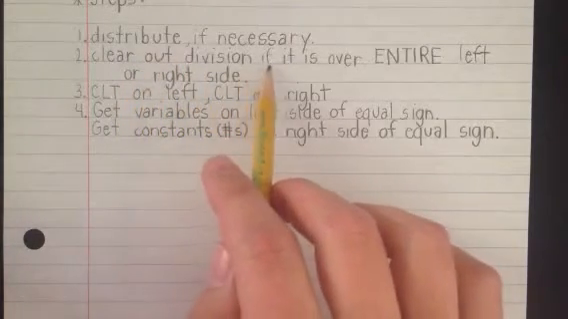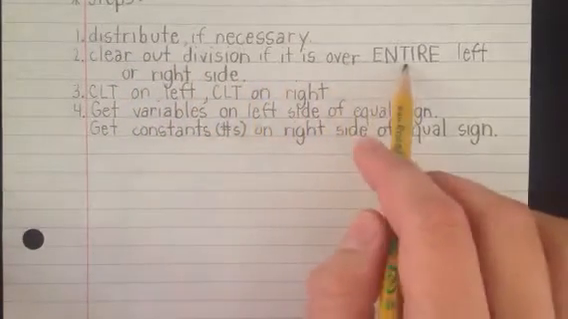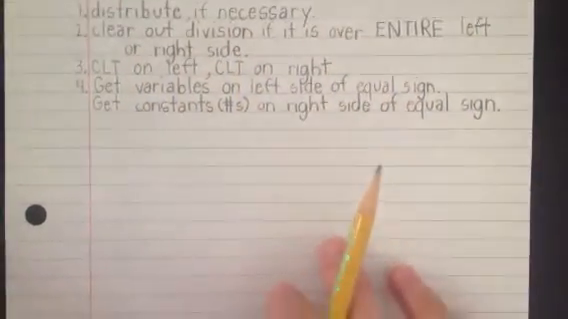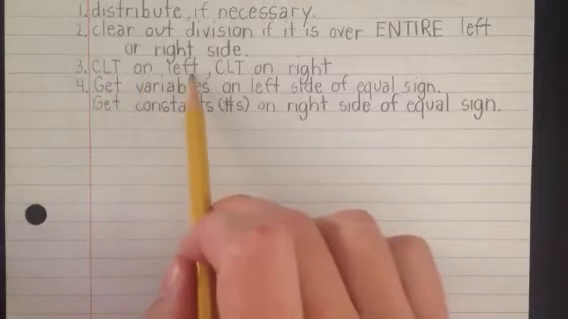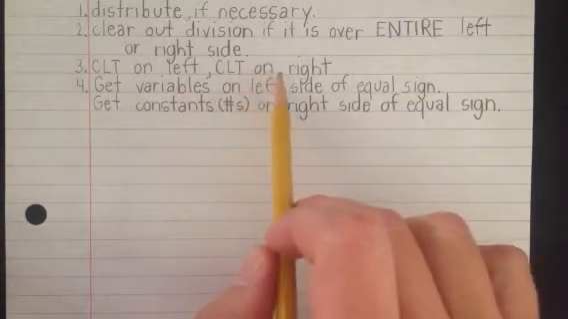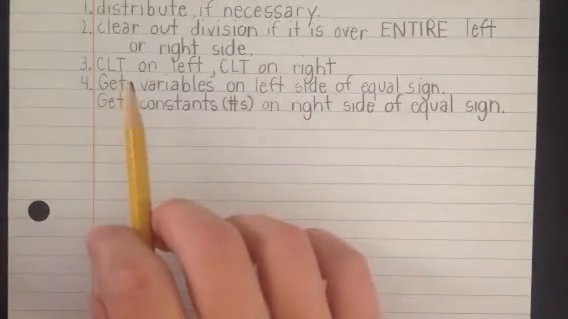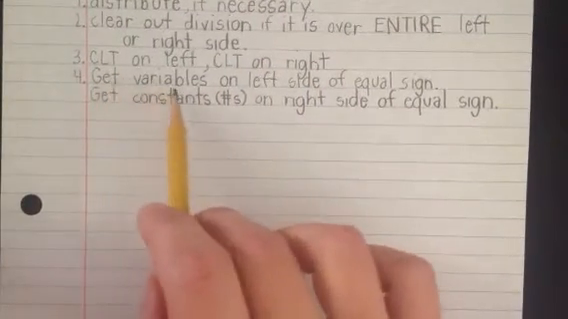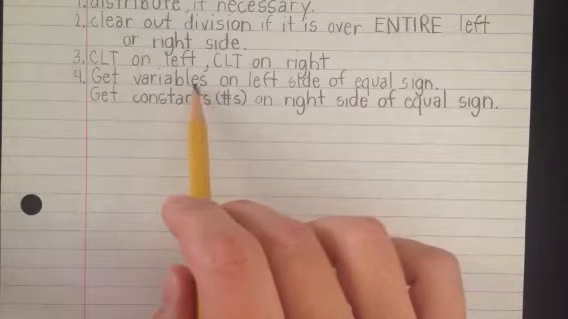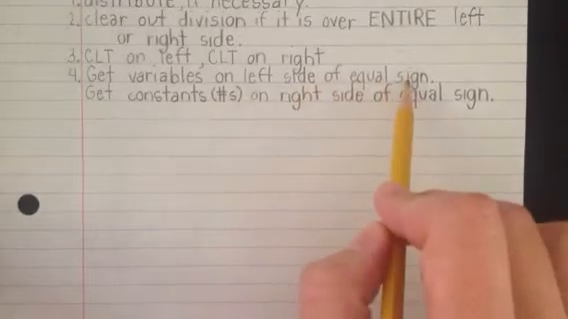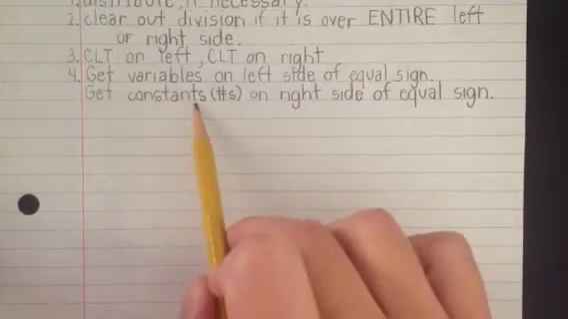Number 2, clear out division only if it's over the entire left or right side of the equal sign. Number 3, collect like terms on left side of equal sign, collect like terms on right side of equal sign. Number 4 is the step that's different. We're going to get all of the variables, whether it be x, y, z, whatever it is, on the left side of the equal sign. And we're going to get all of the constants or numbers on the right side of the equal sign. And we're going to talk about that here in a minute.